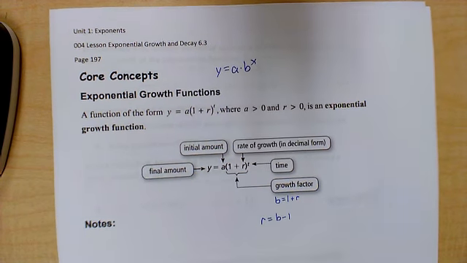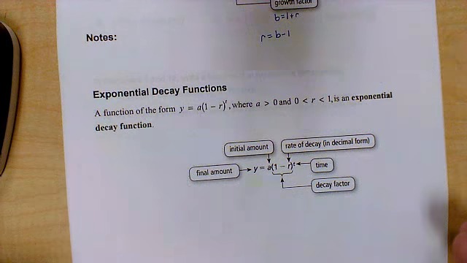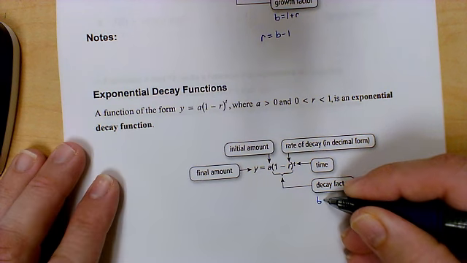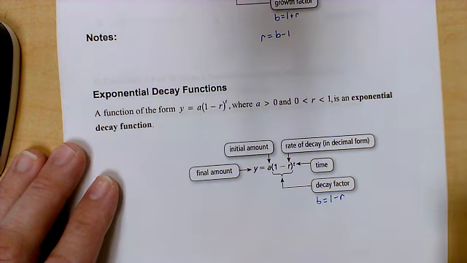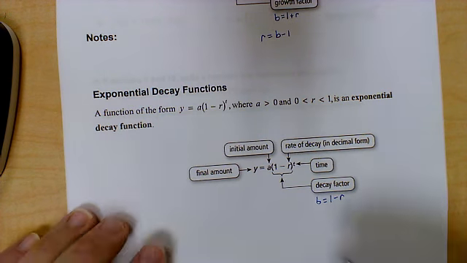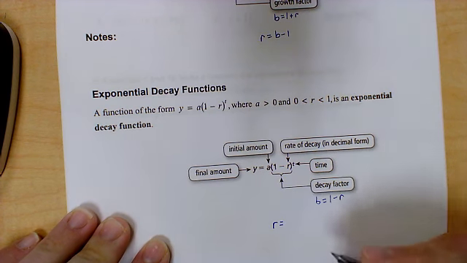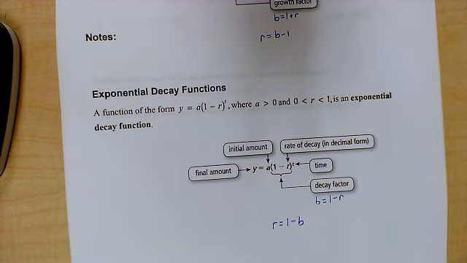Okay, now exponential decay functions are very similar, except for the key difference that the rate is being subtracted from 1. So our decay factor is equal to 1 minus the rate. The note that you want to add in here is that when it's a decay function, the rate will equal 1 minus b. So add that in, and we'll use that on some of our problems.